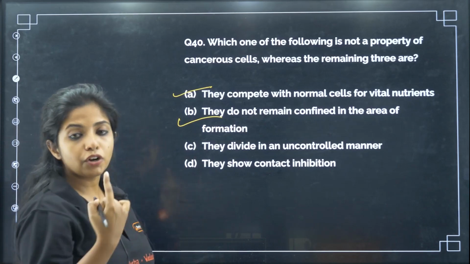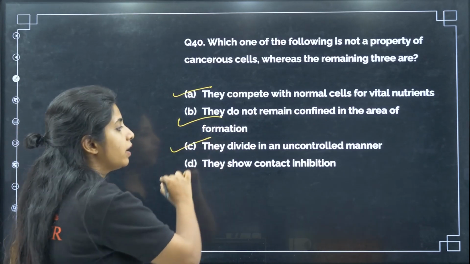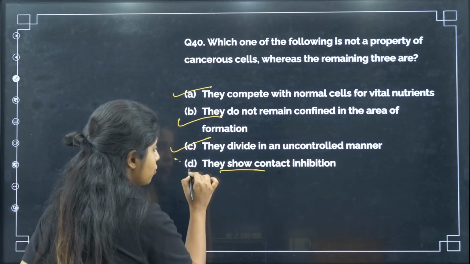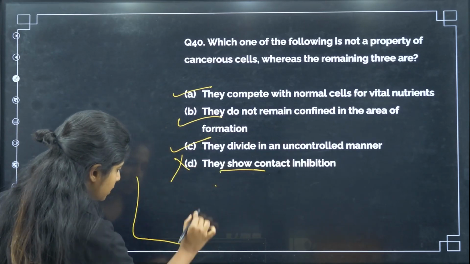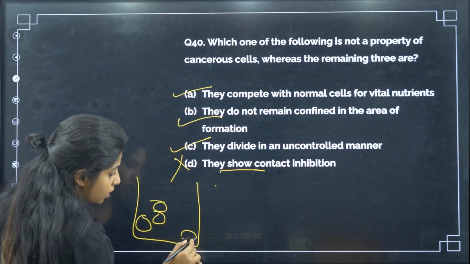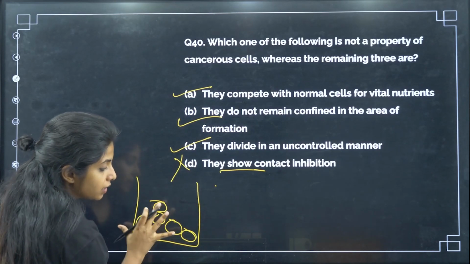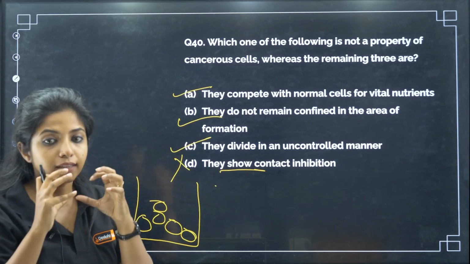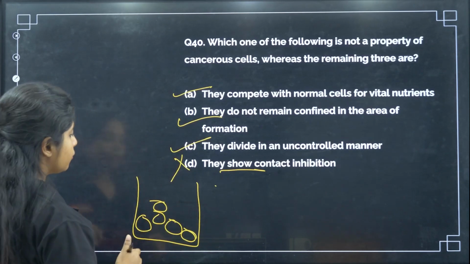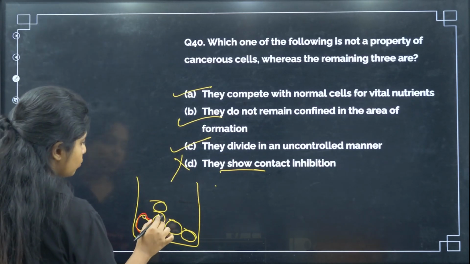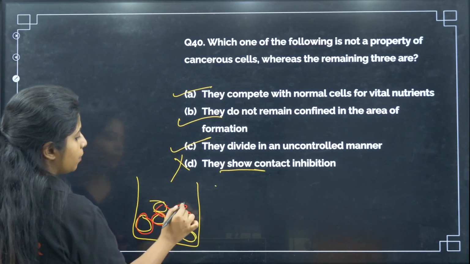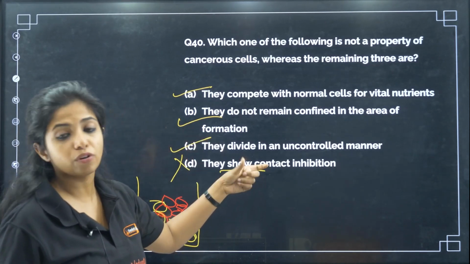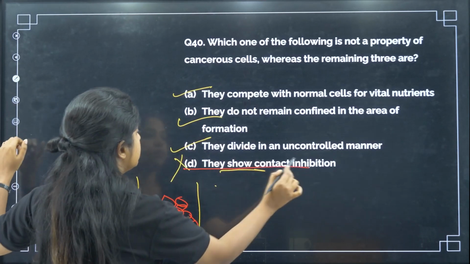They divide in an uncontrolled manner. Yes, my dear children, why do they divide like that? Because they do not show contact inhibition. The option says they show contact inhibition, which is wrong. Normally when a cell divides and another cell is there, when they come in contact, they stop their division. This is known as contact inhibition. But cancerous cells keep on dividing even if they come in contact, so it goes in an uncontrollable manner because they do not show contact inhibition. So this is something that is wrong.